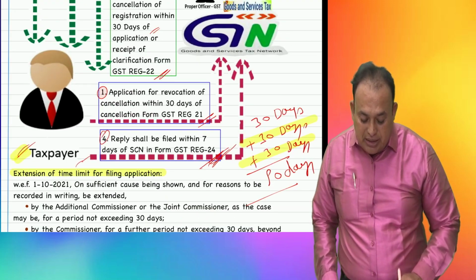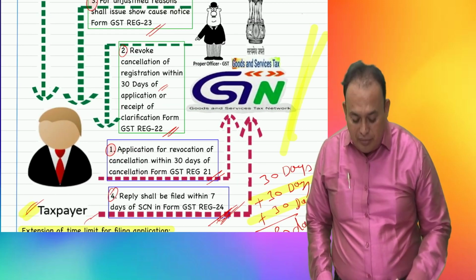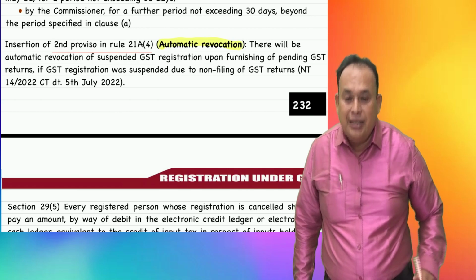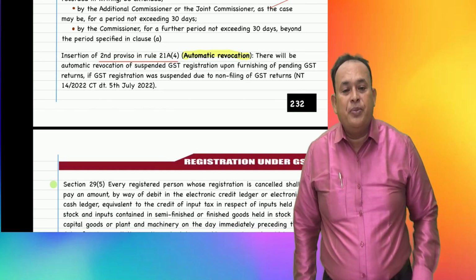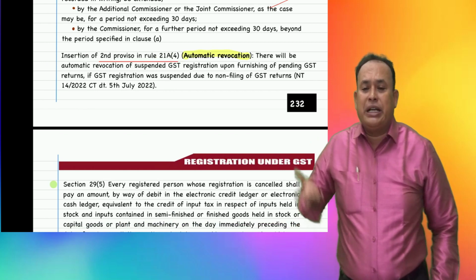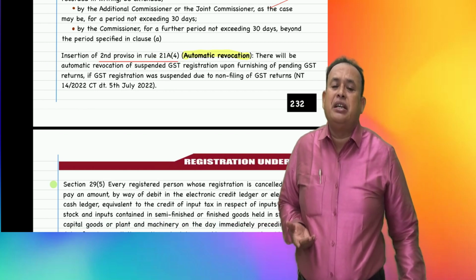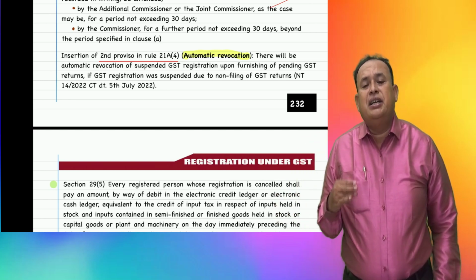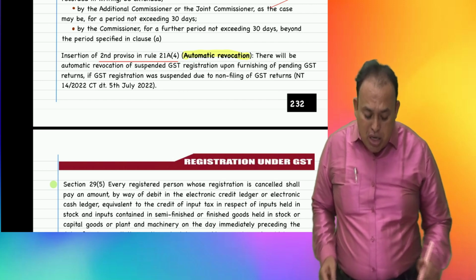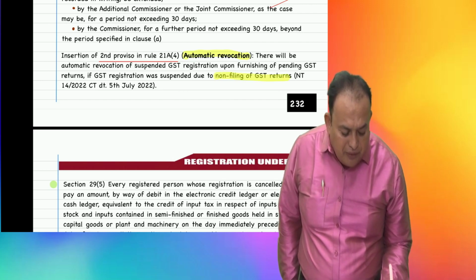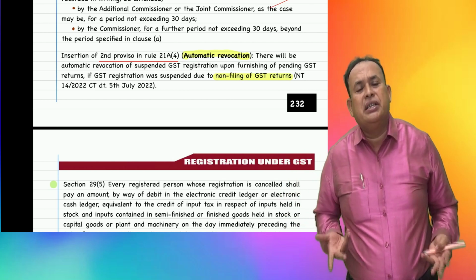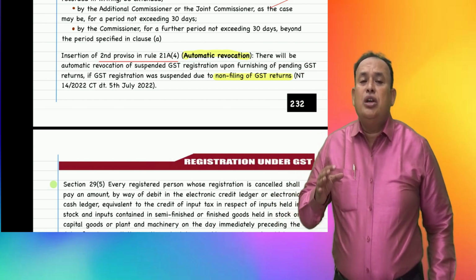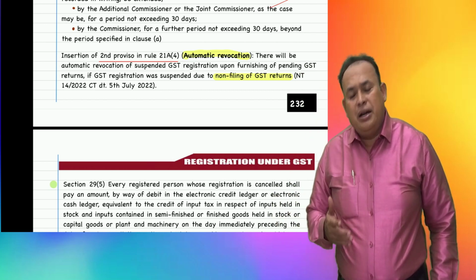That means this process is not required to be followed. This much lengthy process is not required, because there will be automatic revocation of suspended GST registration upon furnishing of pending GST returns, if the GST registration was suspended due to non-filing of returns. Due to non-filing of returns, generally non-payment of GST. If there is such a case, you file the return with payment of the GST. Whatever returns you did not file, you now pay and file.